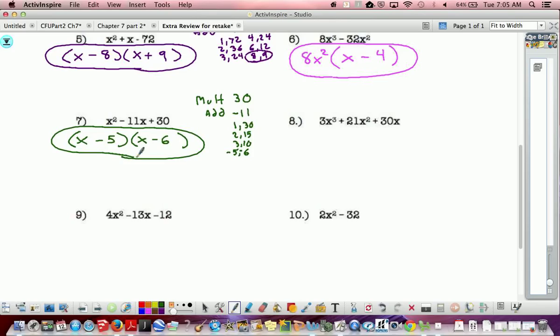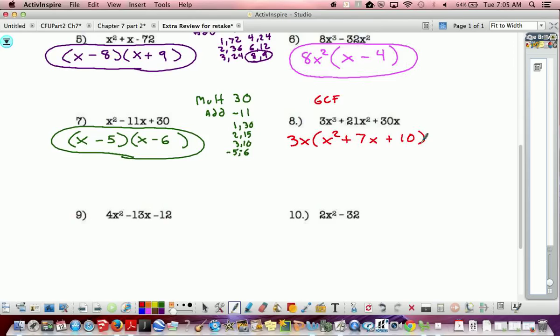All right, number 8. 3x cubed plus 21x squared plus 30x. I'm asking myself here, cube, only 3 terms. I'm thinking again, greatest common factor. So I can pull out a 3 and an x. When I do, I'm left with x squared plus 7x plus 10.